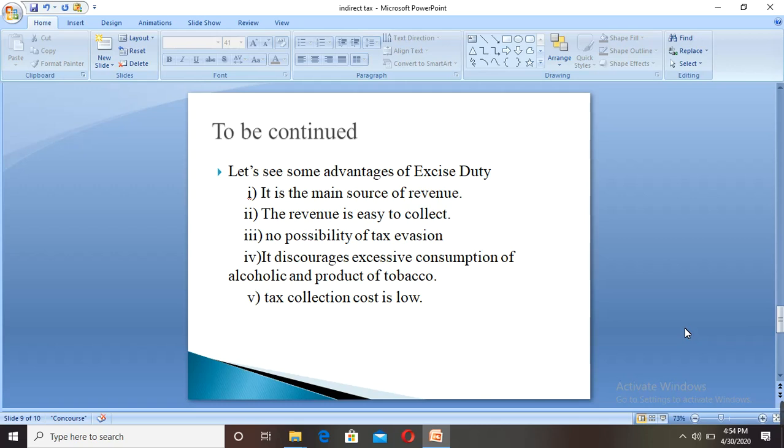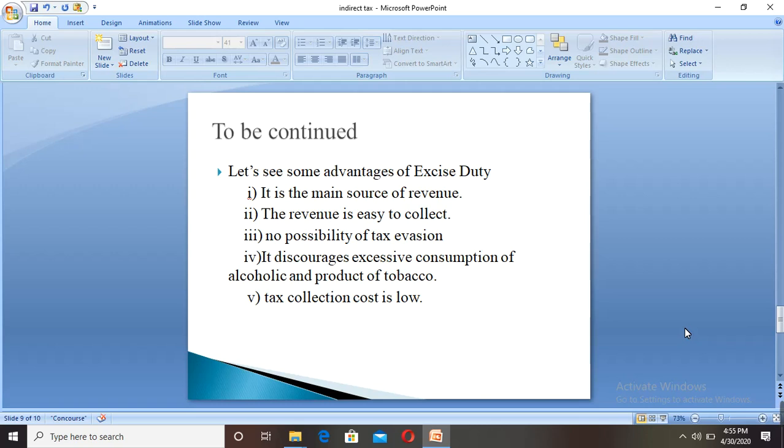No possibility of tax evasion, as I have already said in the previous slides. Evasion of tax in indirect tax is not possible because of direct impositions and implementations on the goods and services. It discourages the excessive consumption of alcoholic and tobacco products.